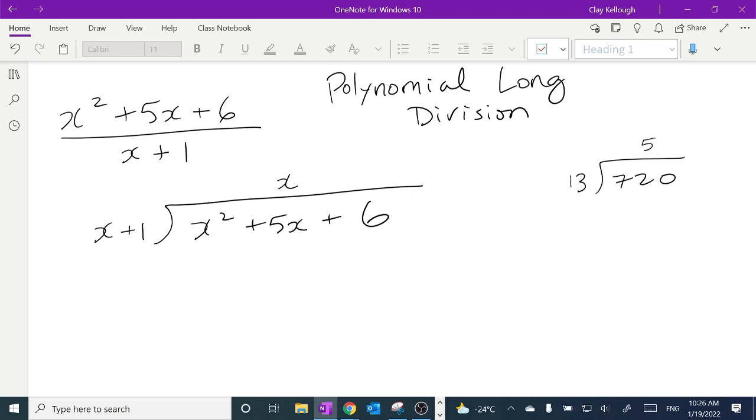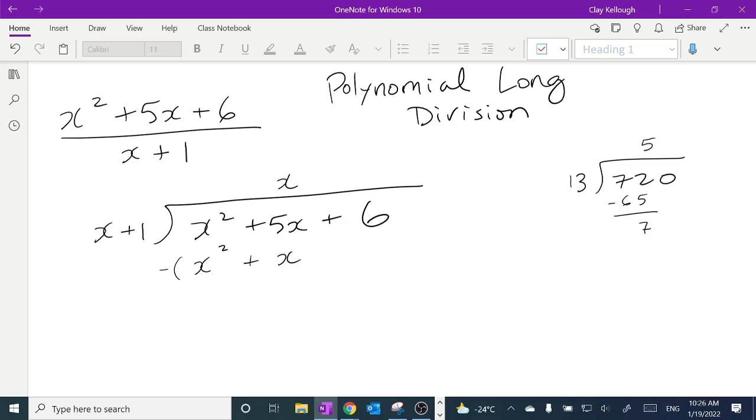And then what did I do in the next step over here? 5 times 13 is 65. X times x plus 1 is x squared plus x. Okay, what was my next step over here? I subtracted. I've forgotten what I got. 7, right? So what am I going to do over here?